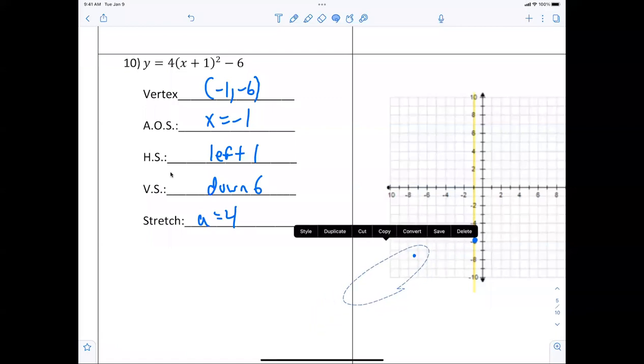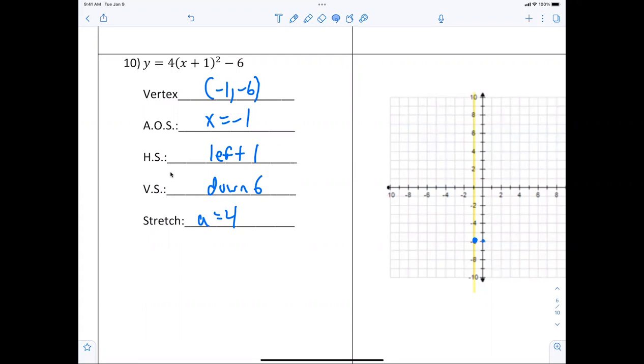Okay, so we're going to go to the right 1. And down? Up how many? 4. No, I'm going to the right 2. And up what? Up 16. That's exactly right.